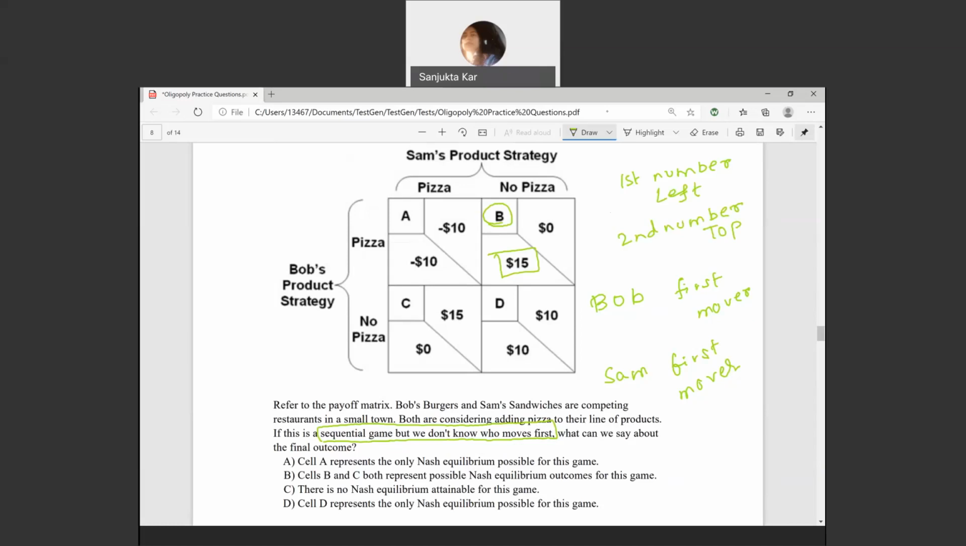If Sam moves first, he's definitely going to choose cell C because here his profit will be 15 compared to 0 if he chose cell B. So my answer will be B. Cells B and C both represent possible Nash equilibrium outcomes for this game.